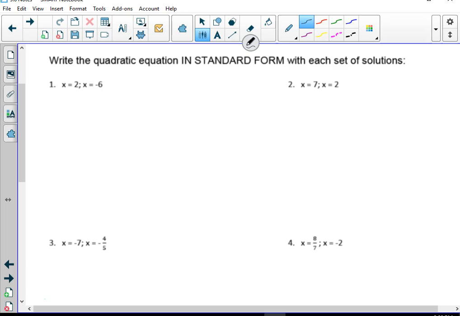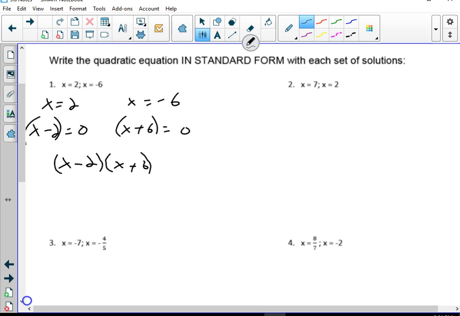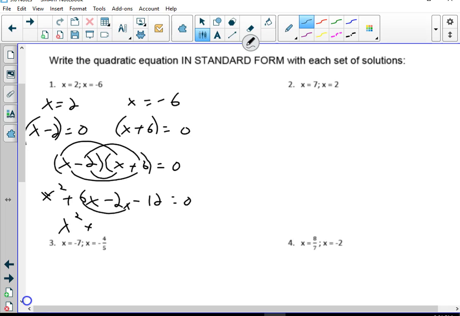We have our 2 solutions. X equals 2 and x equals negative 6. So we're going to work backwards and set them equal to 0. How do we get them equal to 0? Subtract 2. Add 6. So there's my two binomials. And now I'm just going to multiply. X minus 2 times x plus 6. First times first. Outer. Inner. Last. So my quadratic is x squared plus 4x minus 12 equals 0.